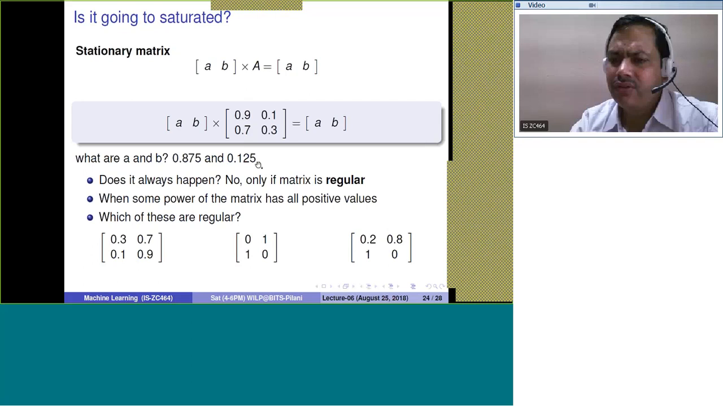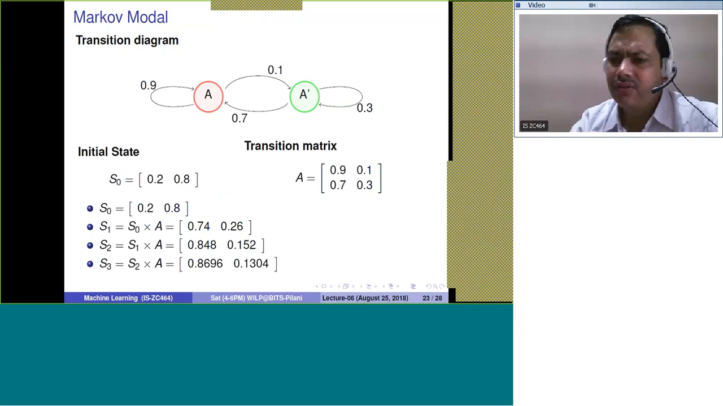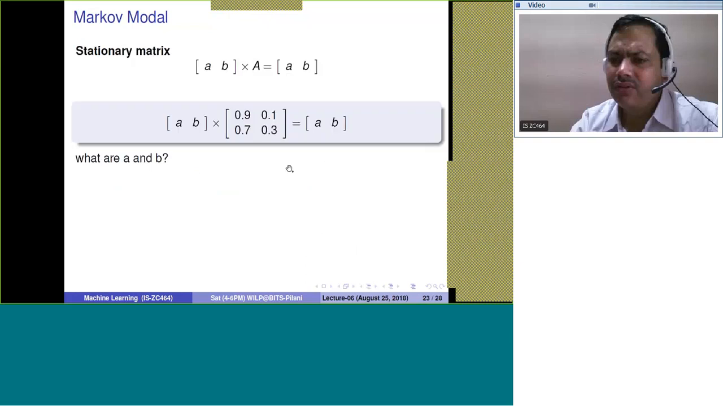So what does it mean? After applying it multiple times, there would be a scenario when A is 0.875 and B is 0.125. Then if you multiply this with the matrix, you get the same matrix. It means things are not going to change. There is a stationary point. You have reached the stationary point. So if you keep multiplying, you cannot expect that at some time everybody would be purchasing my item. There will be at least some people who would be purchasing other items also.